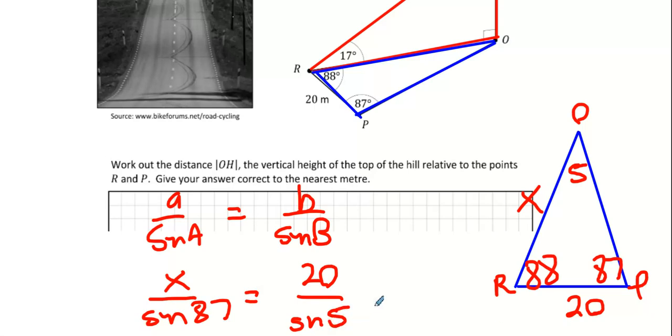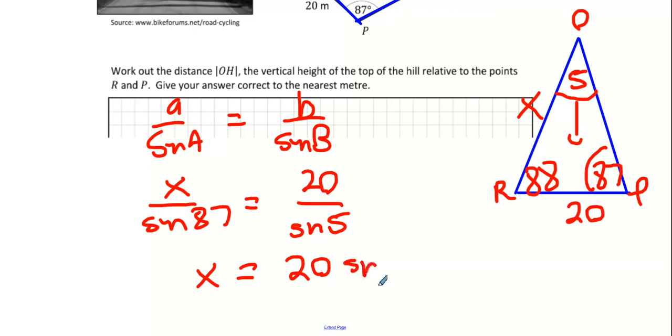Okay, prediction time. X, bigger or smaller than 20? Why is it bigger? 5 degrees looks at 20. 87 degrees is going to look at something a lot bigger.